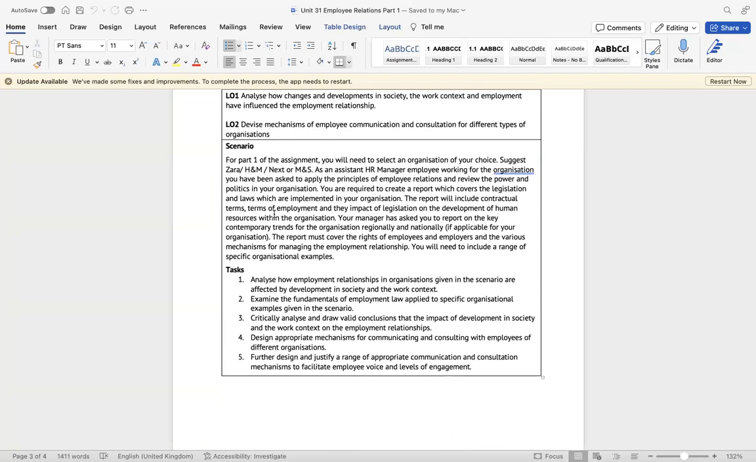For the assignment, essentially how you're going to approach it is that firstly, you need to select an organization of your choice. The suggestions say Zara, H&M, Next or M&S. Essentially the suggestion is any large-scale fast fashion organization, okay? As an assistant HR manager working for the organization, you have been asked to apply the principles of employee relations and review the power and politics in your organization. As I discussed, you are an HR manager and you need to manage the employees working under you, right? You're a people manager. How do you apply different principles of employee relationships so that you can review the power and politics in the organization?